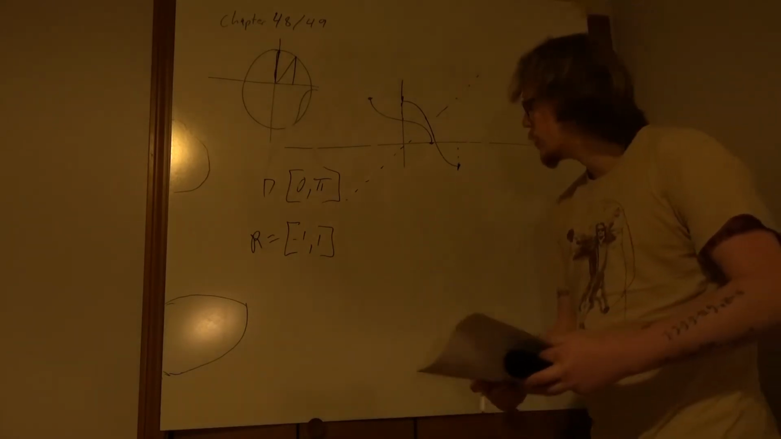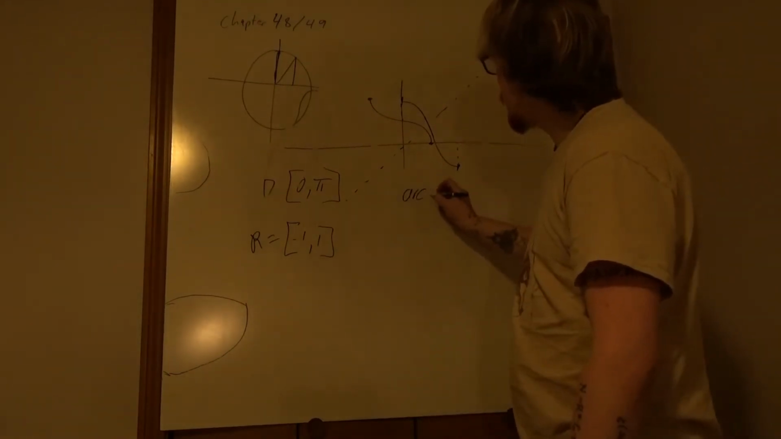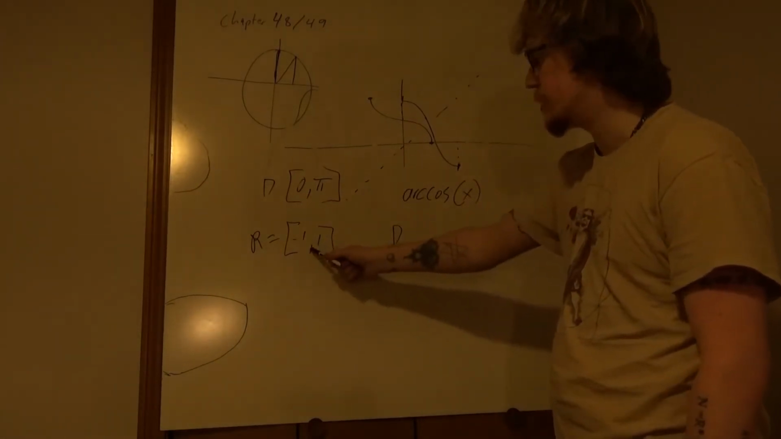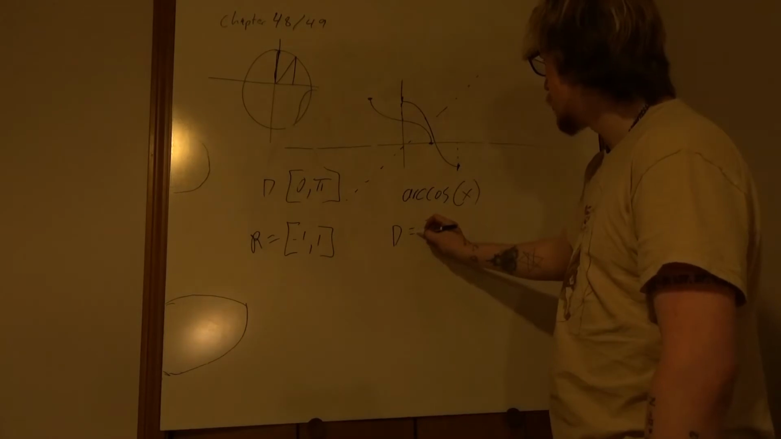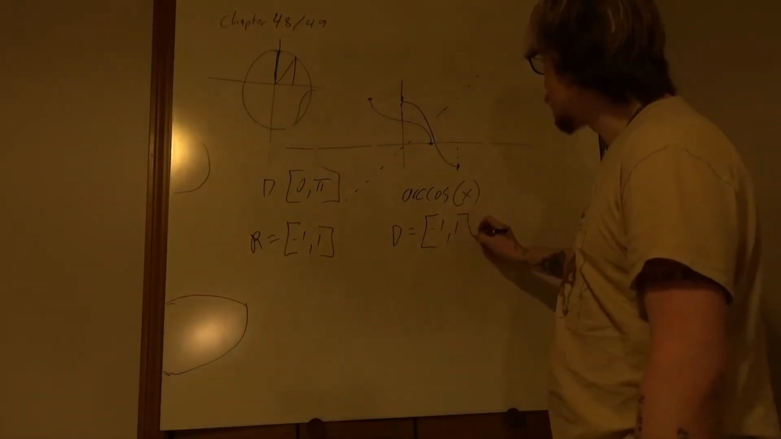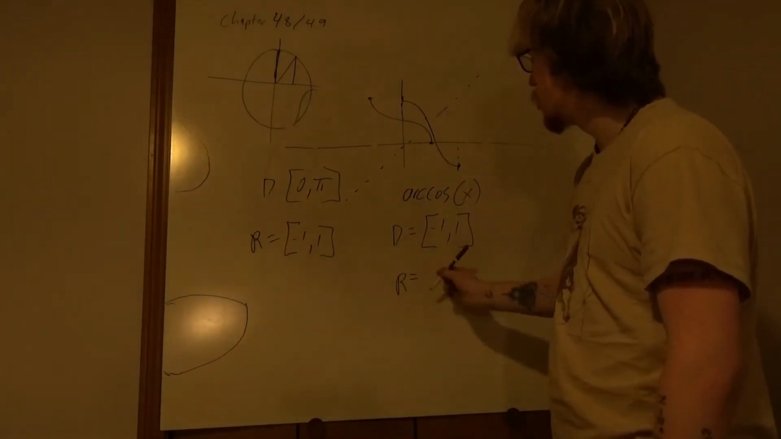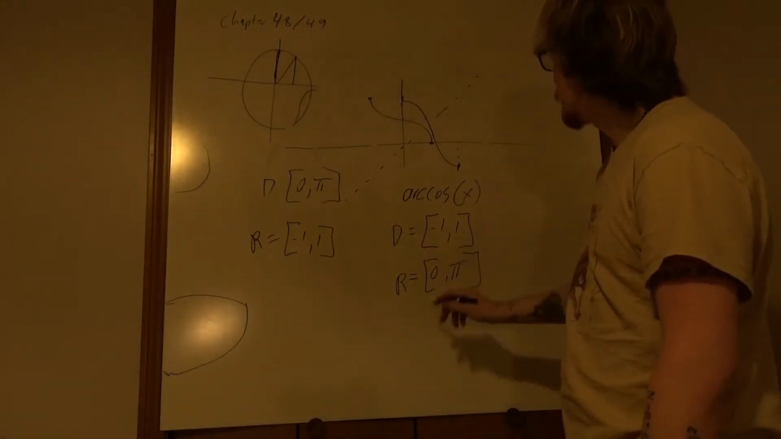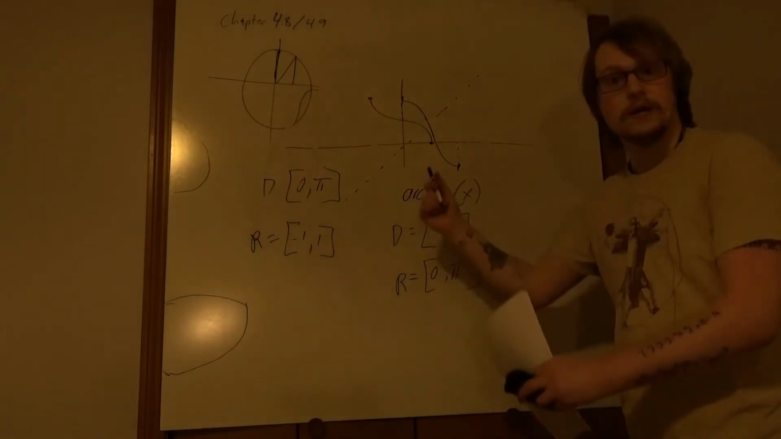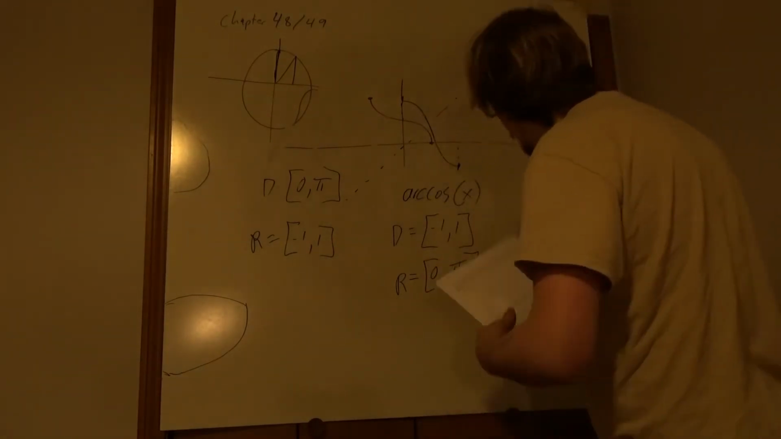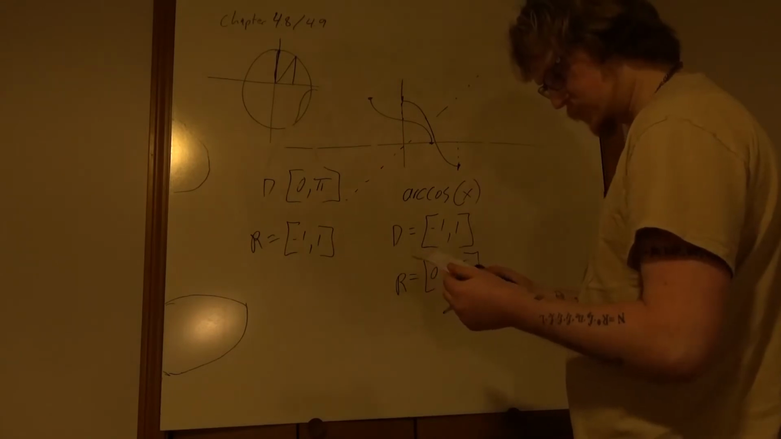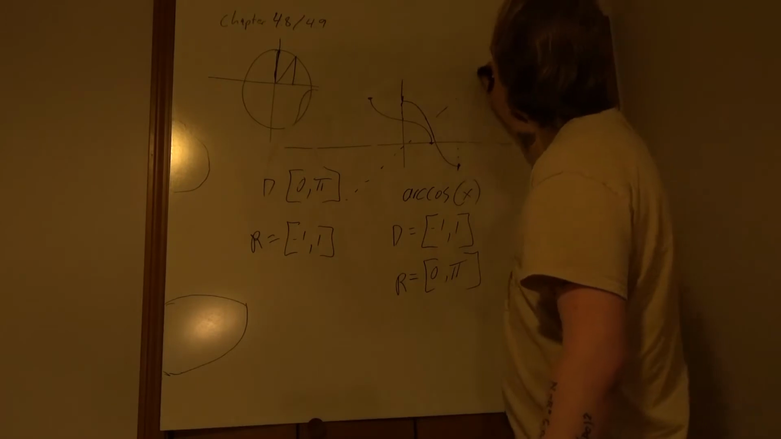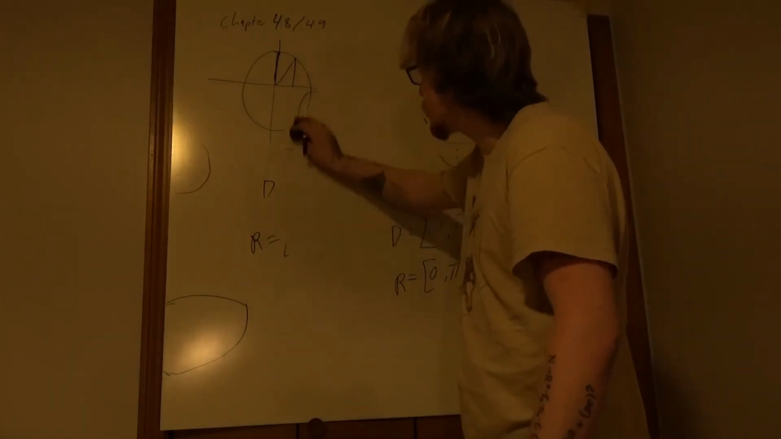Yeah, so then we have the same thing. We have arc cosine of x, and its domain is going to be the range of cosine. So this is going to be from -1 to 1, and its range will be the domain of cosine, which is 0 to pi. And so we can start using these facts. The next one is, what is the inverse of tangent?